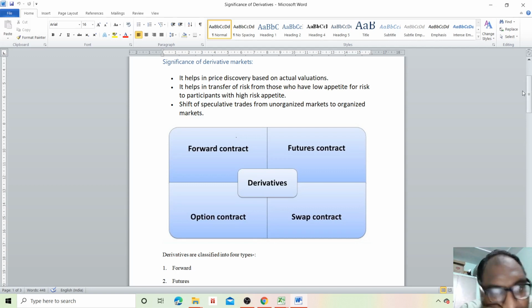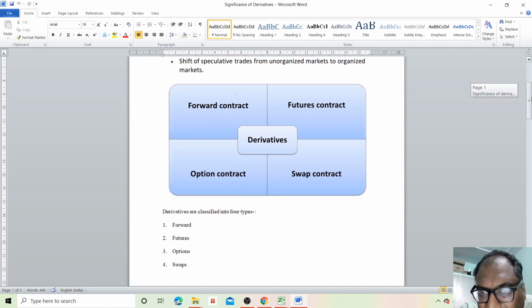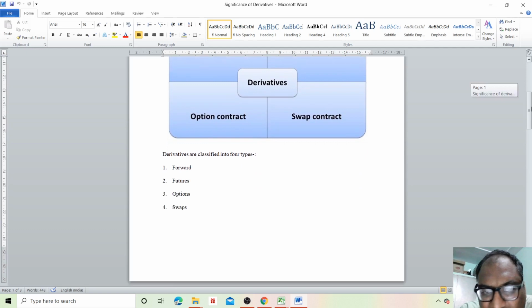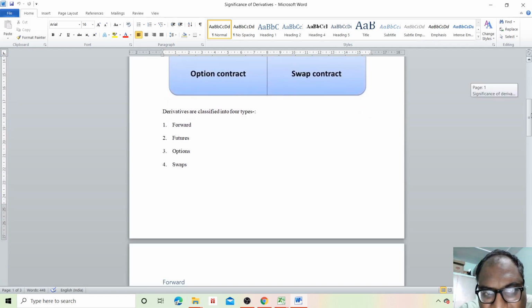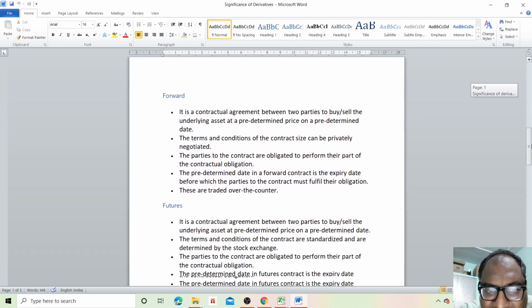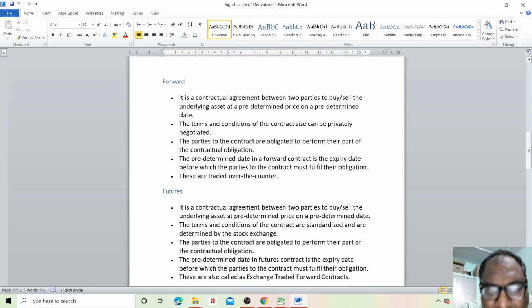Okay, now you see, we have discussed in previous class, there are four types of derivatives in India, that is forward, future, option, and swap. We can see forward derivative classified in four types, all these things. Okay, now forward contract, we have seen all this. Again, I am repeating it.